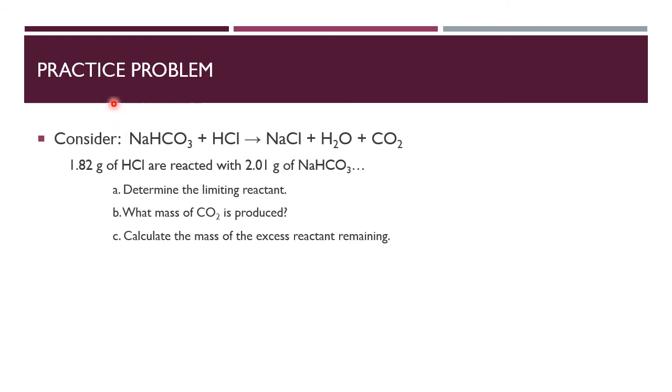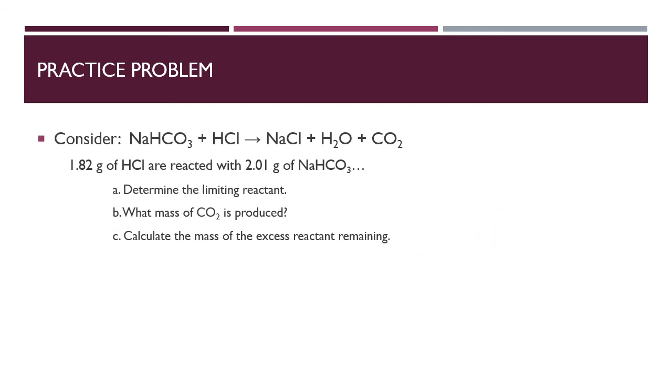So consider this reaction. We have sodium bicarbonate, the NaHCO3, reacting with hydrochloric acid, HCl, and we get these products here, sodium chloride, water, and carbon dioxide. So we're told 1.82 grams of hydrochloric acid are reacted with 2.01 grams of sodium bicarbonate. We're asked three things. A, determine the limiting reactant. B, what mass of carbon dioxide is produced. And C, calculate the mass of the excess reactant remaining.